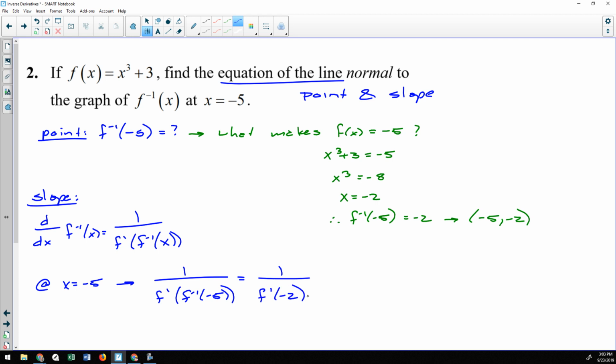And then to get f prime of -2, well, I don't have a table to pull the value from this time, but I do have a function f of x. And so now I'm going to come over here, and I'm going to think, okay, what is f prime of x? f prime of x, well, that'll just be 3x squared.